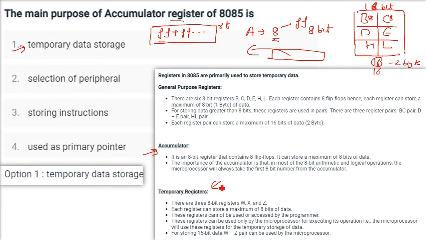There are certain temporary registers also. Three 8-bit registers, W, X, Z. Each register can store a maximum of 8 bits, and these registers cannot be used by the programmer. They cannot be accessed by the programmer. These registers can be used only by the microprocessor. In order to execute the operation, the microprocessor will use these registers for the temporary storage of data.